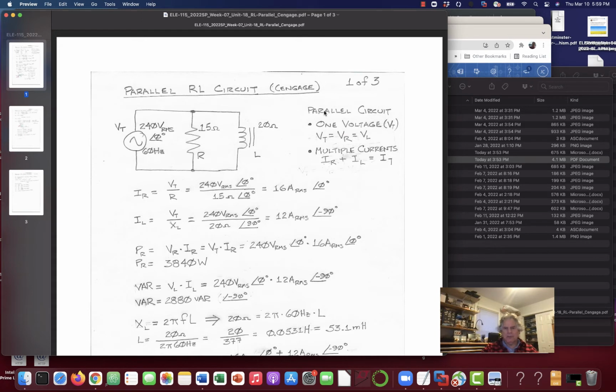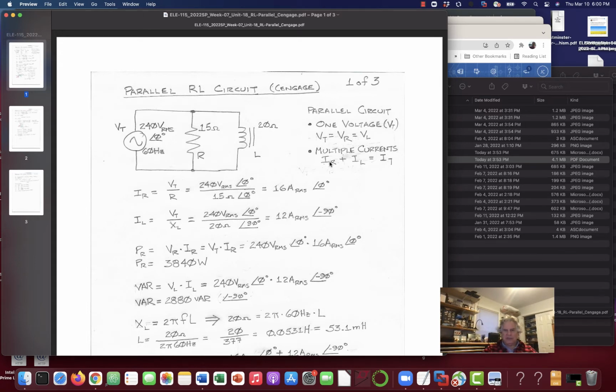One of the things we want to remember with parallel circuits is there's one voltage. It's just between these two nodes here. That voltage between there is always going to be 240 volts RMS, 0 degrees, and this is a 60 hertz problem. So, parallel circuit, one voltage. So V total is equal to VR is equal to VL.